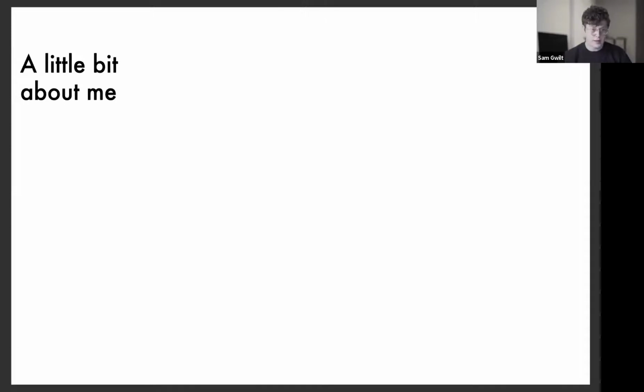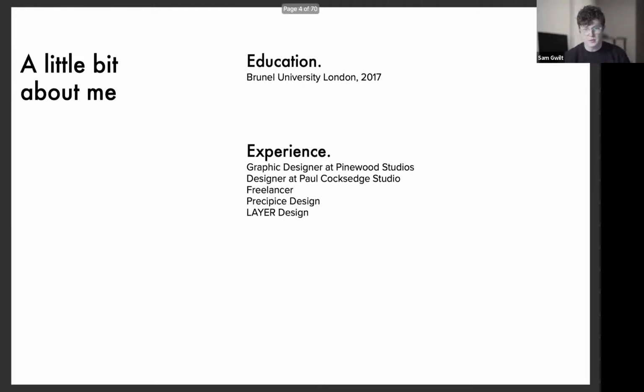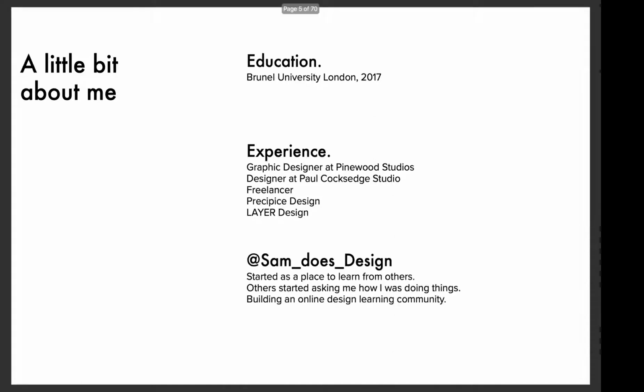So just a little quick bit about me. I graduated in 2017. I've worked in a few different companies by this point. Graphic designer at Pinewood Studios, where they film James Bond and Star Wars and stuff. A designer at Paul Coxhead Studio, which was more like bespoke lighting installations and gallery pieces. I've done a bit of freelance work. Precipice Design, rebranded as Recipe, but I haven't changed the name here. Sorry about that. And now I currently work at Layer Design.